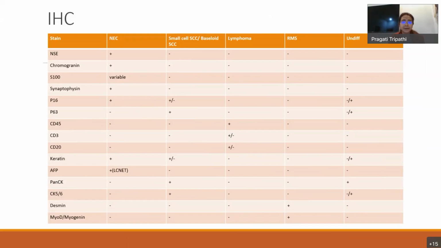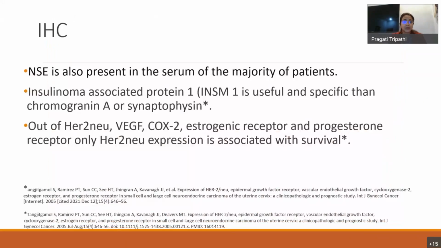To differentiate it from the other differentials, in small cell squamous cell carcinoma, the IHC stains that are positive are P16, P63, keratin, and pan-cytokeratin, cytokeratin 5 and 6. In lymphoma, we see CD45, CD3, and CD20. In rhabdomyosarcoma, we get desmin and myogenin. In undifferentiated carcinomas, we can get cytokeratins and these IHC markers.